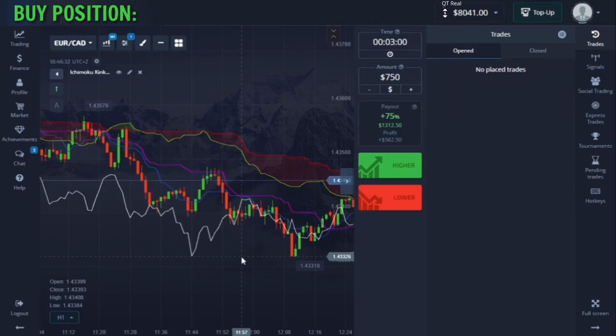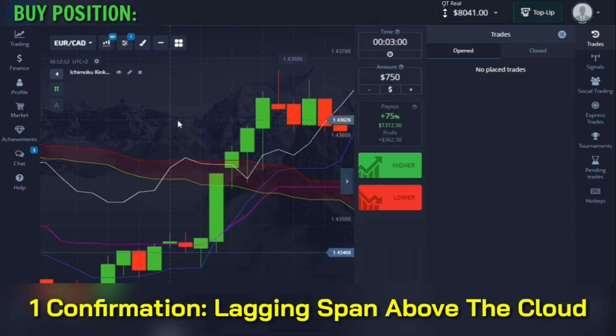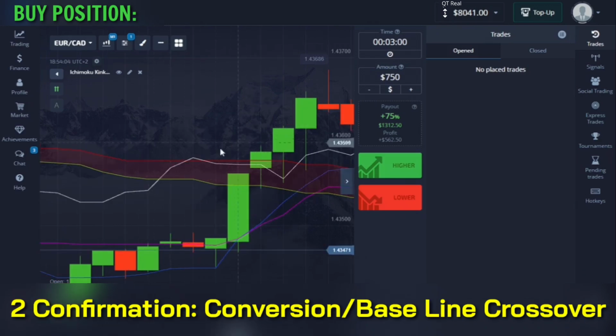To open a buy position, we need to wait for multiple confirmations provided by the indicator. The first confirmation is provided by the white line, the lagging span. We need the lagging span to cross above the cloud, which indicates a bullish trend. The second confirmation we need is the blue conversion line crossing above the pink baseline.